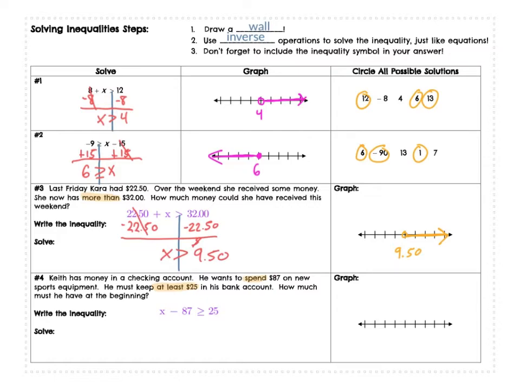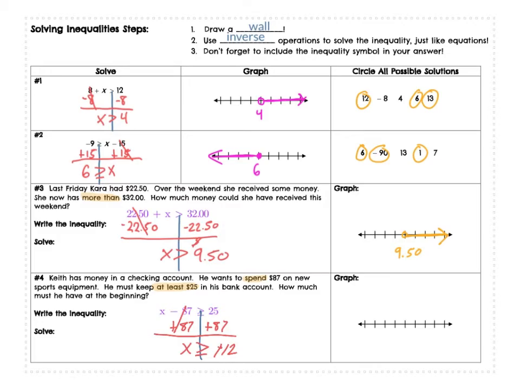So now we're going to go ahead and solve. We're going to do that by drawing a line down from our inequality symbol. Then we're going to use our inverse operation. The opposite of negative 87, or minus 87, they mean the same thing, is adding 87, or positive 87. Negative 87 and positive 87 are going to cancel each other out. Bring down my x, bring down my inequality symbol, and then 25 plus 87 is 112. So now I've got the answer: x is greater than or equal to 112.